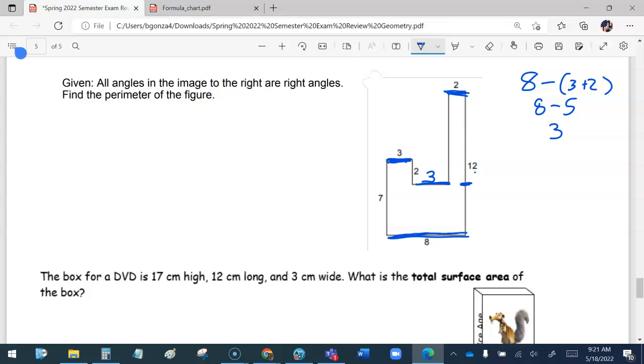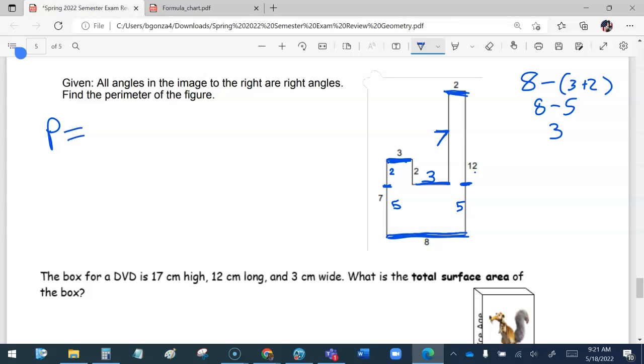Okay, so here's the deal. Over here, if the whole thing is 7, and then this little piece is 2, that means this piece over here has to be 5. So what is a whole 12 take away 5? 7. Okay. So does that make sense? This whole 7 take away this 2 is 5, and then the whole 12 take away 5 is 7. Okay. Now perimeter, we're going to add up all the sides.